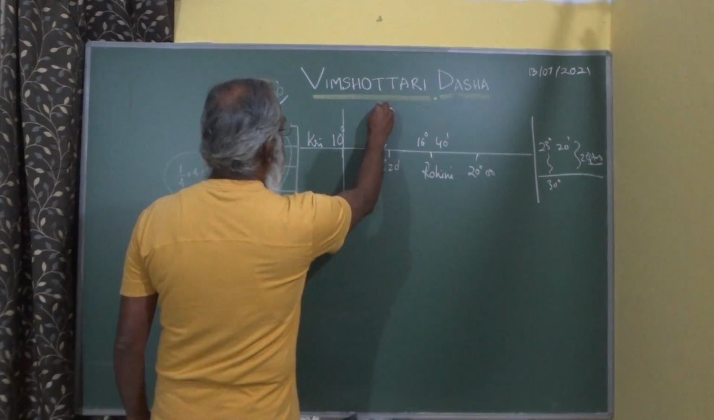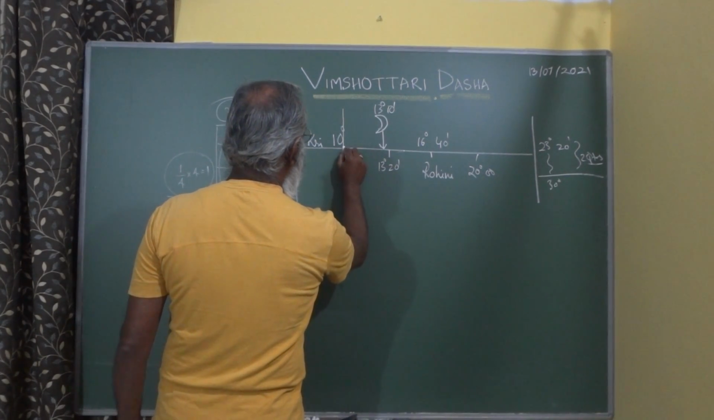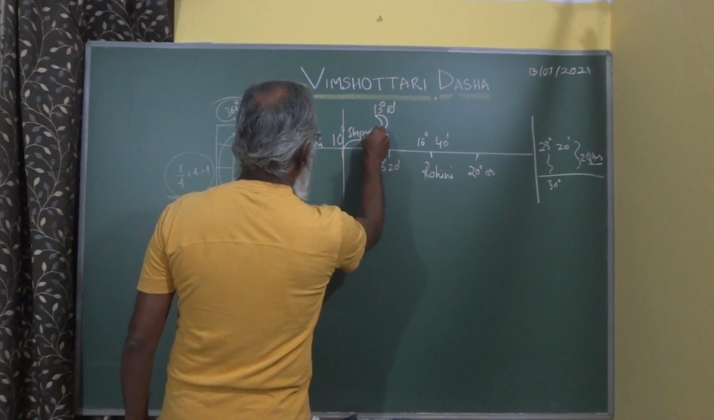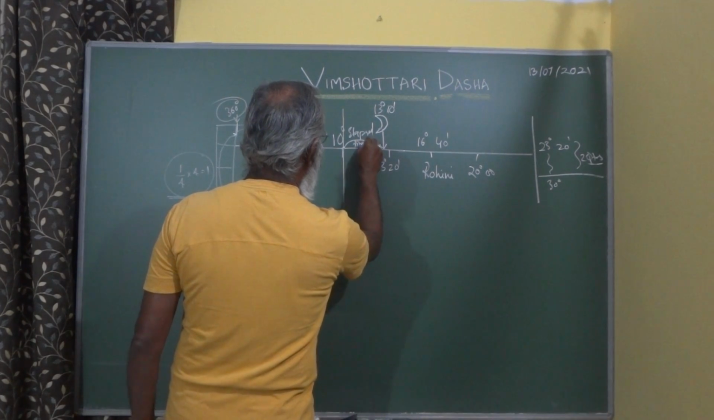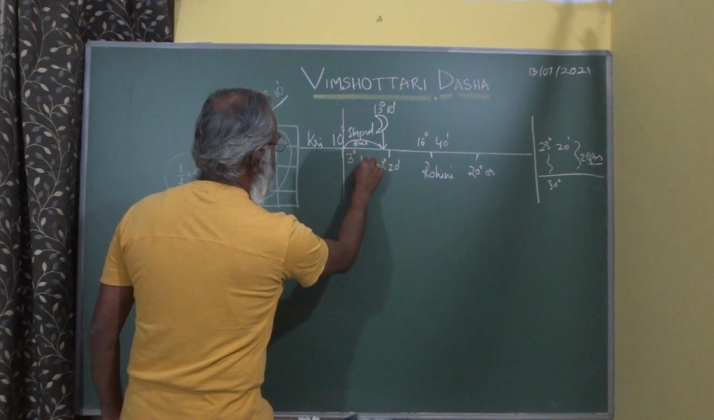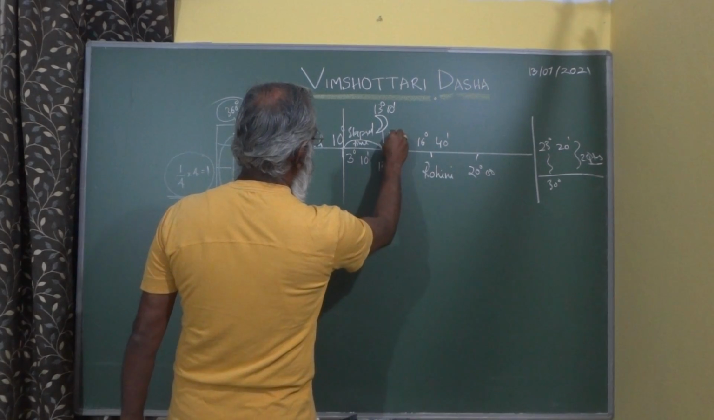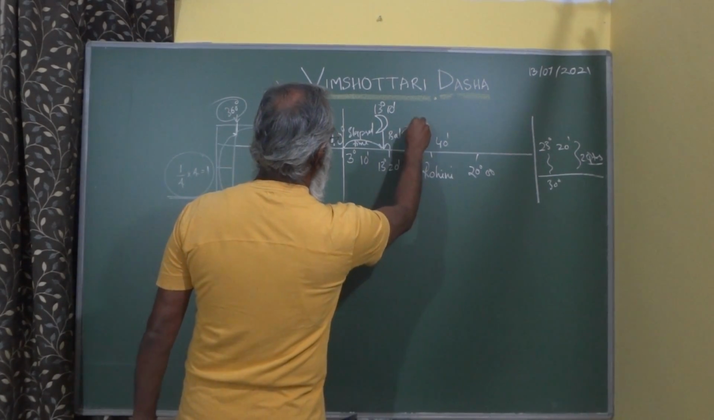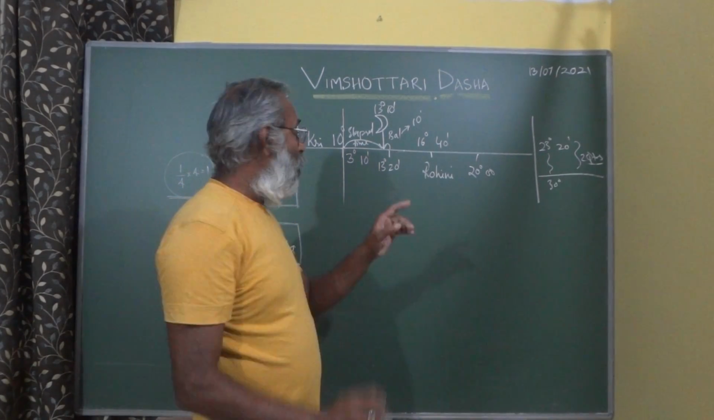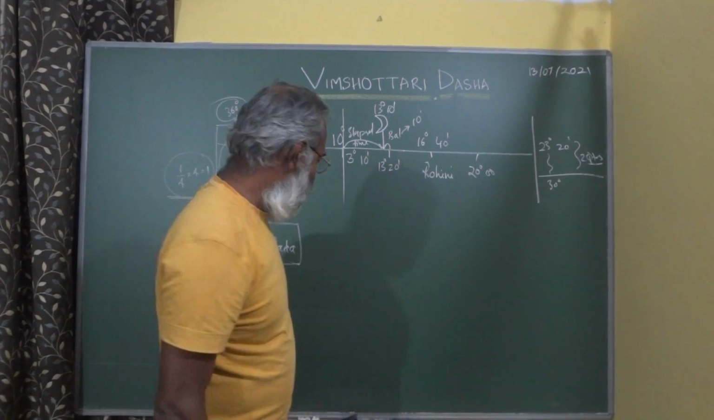So moon is here at 13 degrees 10 minutes. So that means how much has elapsed? Elapsed time is 3 degrees 10 minutes. Remaining time, balance, is 10 minutes. And this is done only for that particular quarter only. The other 3 quarters are left out. I will tell you why.